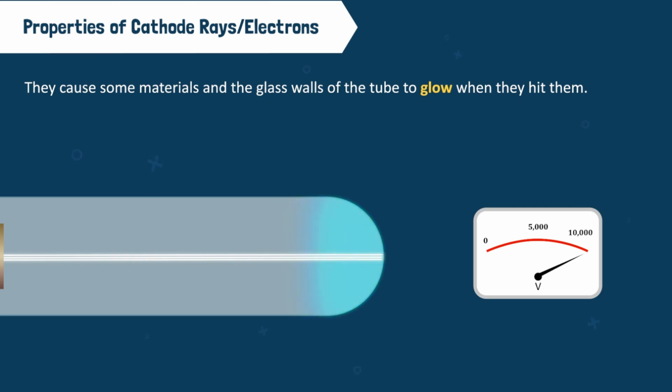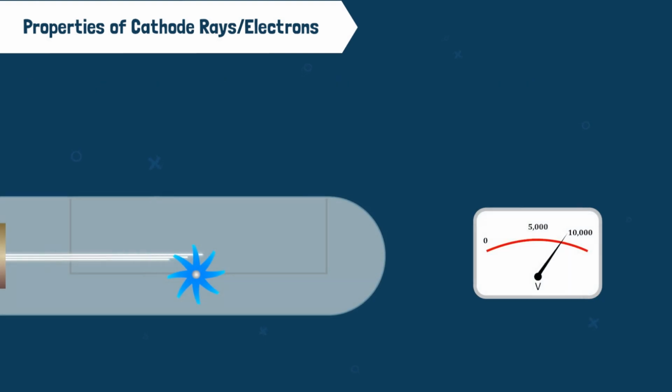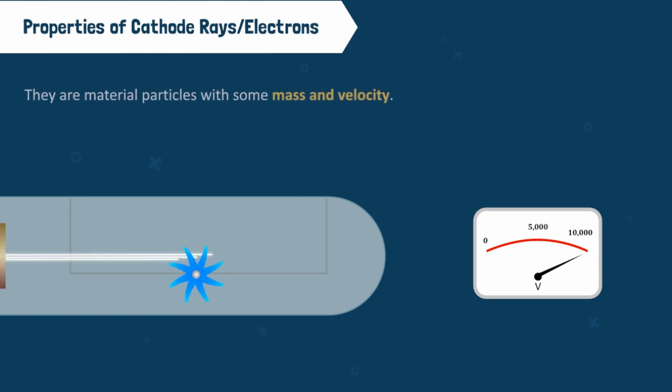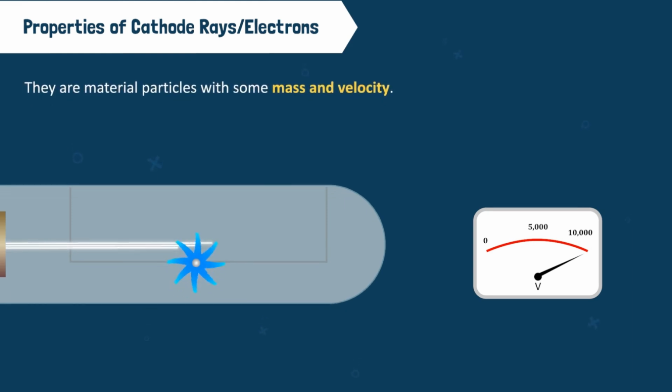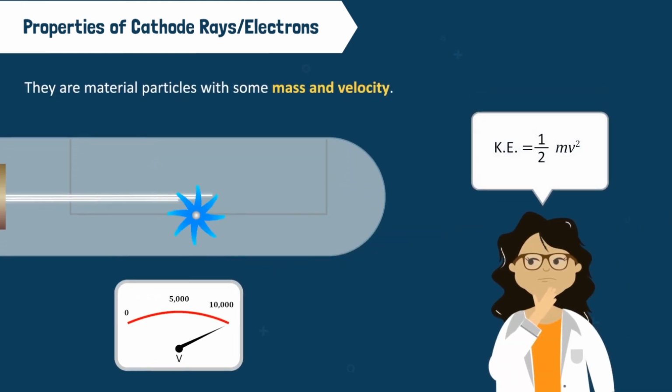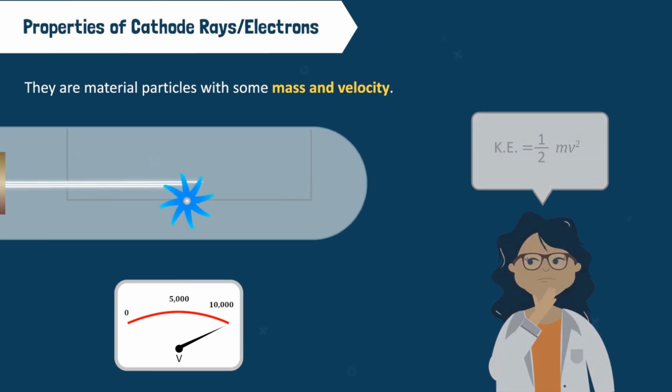They caused a very light paddle wheel placed in their path to rotate, meaning that they could produce mechanical pressure. This showed that they're not really rays, but material particles with some mass and velocity, or in other words, kinetic energy. They also raised the temperature of an object on which they fell due to the transfer of this kinetic energy.